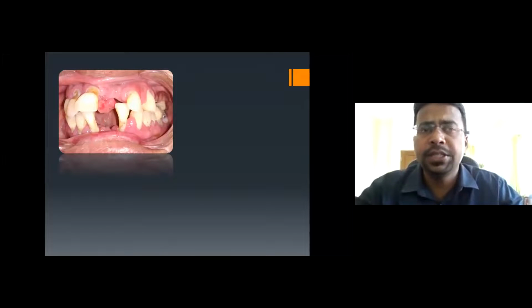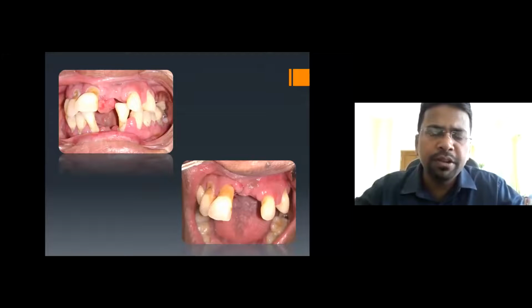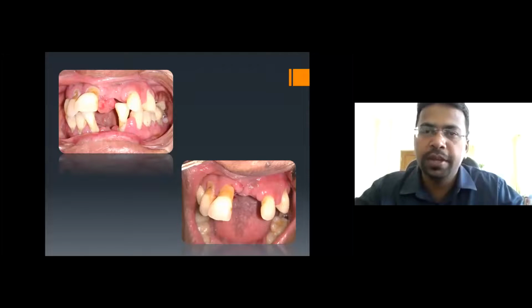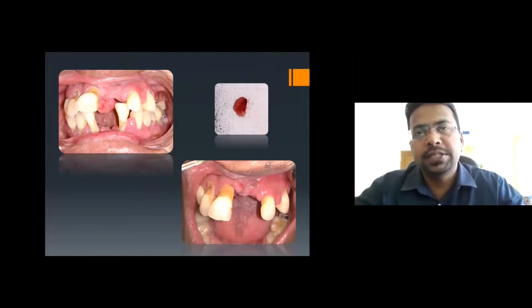This is another case of peripheral giant cell granuloma removal. It is present in one region. This is a pre-operative photograph, and this is an immediate post-operative photograph with zero bleeding. So this is the excised tissue.